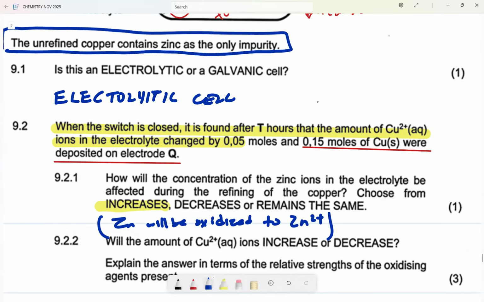Okay, zinc has a stronger reducing ability than copper. Hence now, remember, if you have a stronger reducing ability, it means you will cause the other one to undergo reduction, whereas when you go what? Oxidation. So it means zinc will undergo oxidation.